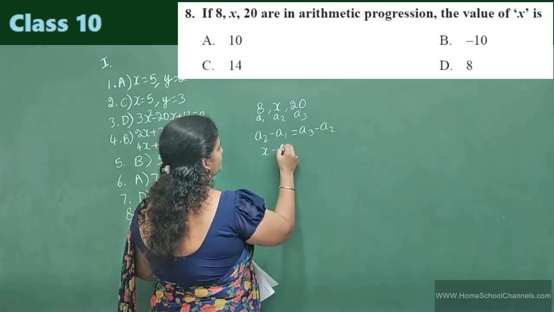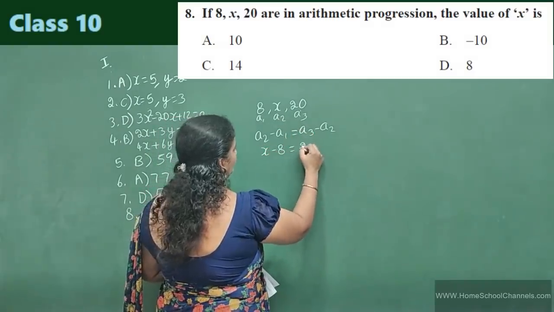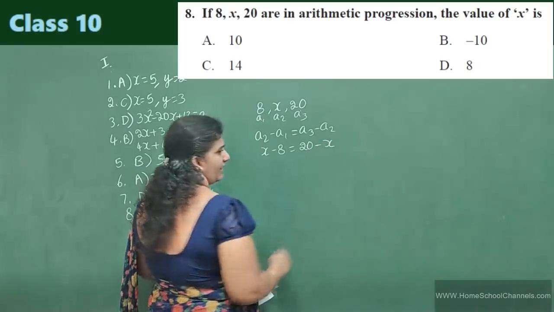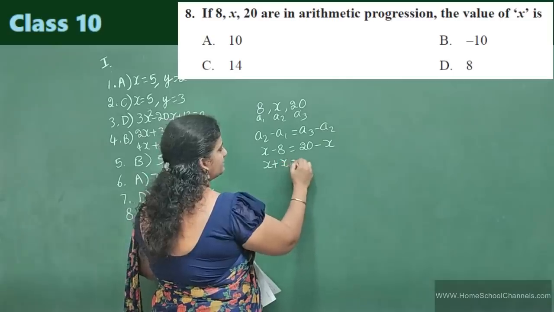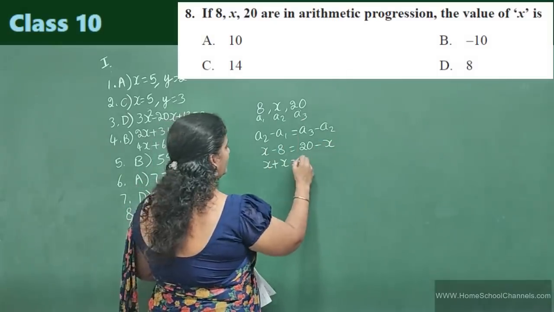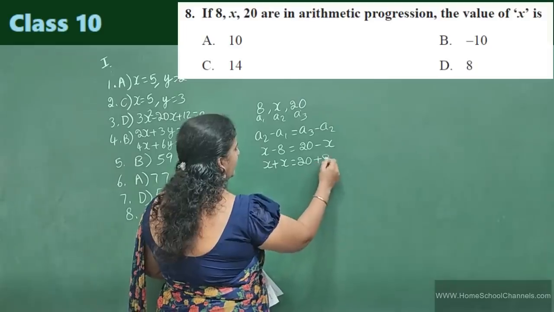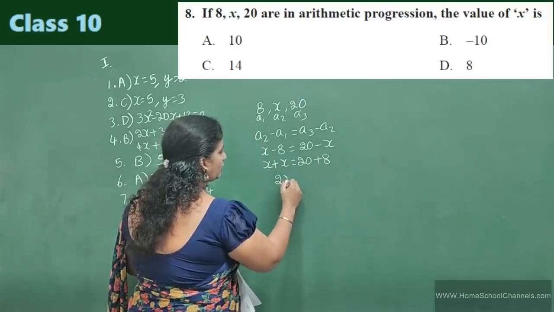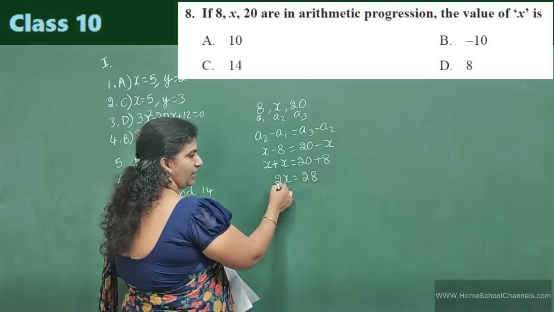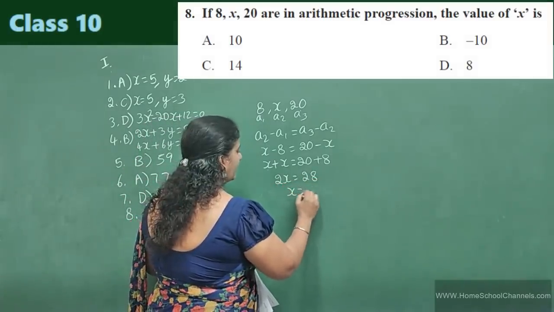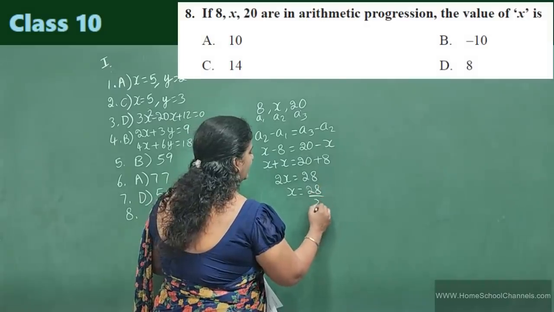A2: x minus 8 is equal to 20 minus x. Minus x, bring this side, plus x. Minus 8, send other side, 20 plus 8. x plus x will be 2x. 20 plus 8 will be 28. 2 is a multiple, send other side, it will be divided. x is equal to 28 by 2.